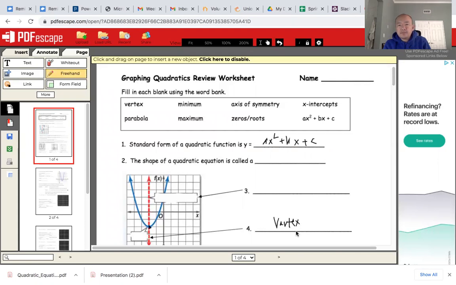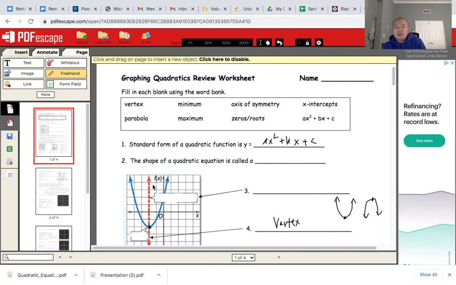To be more specific, if the parabola is pointing up, the vertex can also be called the minimum. And if the parabola is pointing down, the vertex is called the maximum. It makes sense because the minimum is the lowest point a parabola could be, and the maximum is the highest point a parabola could be in this situation.